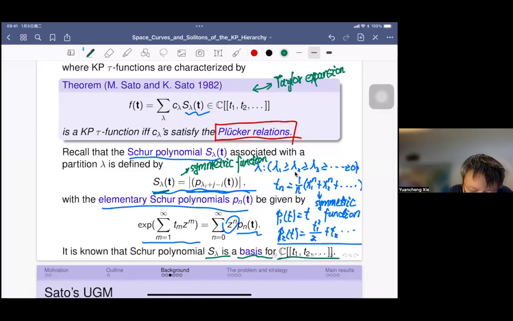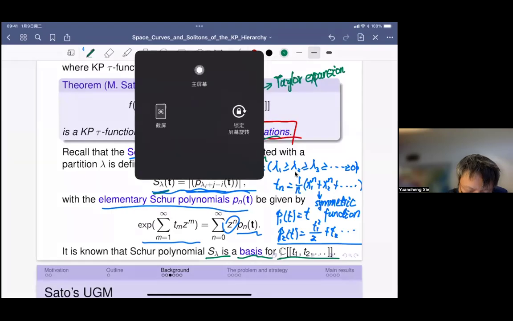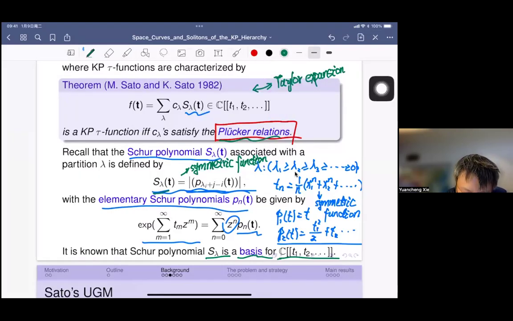Let me also explain the Plücker relations. These are relations that come from an embedding of a Grassmannian into a projective space. For example, the simplest one, the Grassmannian Gr(2,4), which we can embed into a projective space. Gr(2,4) means we consider two-planes inside a four-dimensional space. These two-planes we can write as 2x4 matrices.